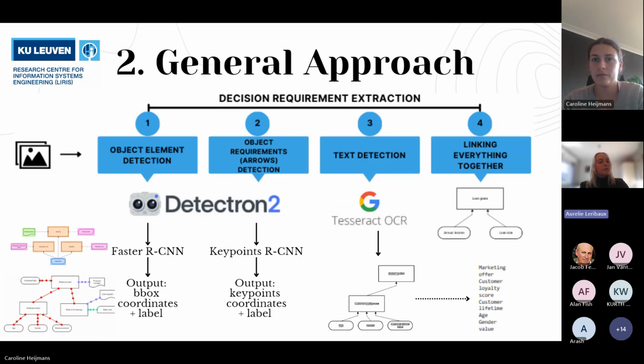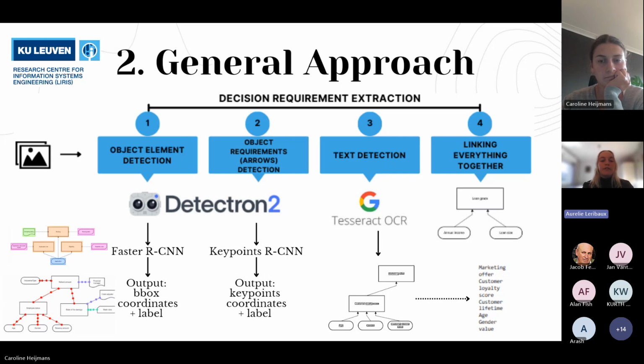So I want to say a little bit more about the actual extraction: the step of the decision requirement extraction and the step of the decision logic extraction. This one is for the decision requirements, so the DRDs. We split it up into object element detection, so these are the decisions, the inputs, the knowledge sources, and so on in the first image in the left corner. And then the detection of the object requirements, so the arrows in the other image below.